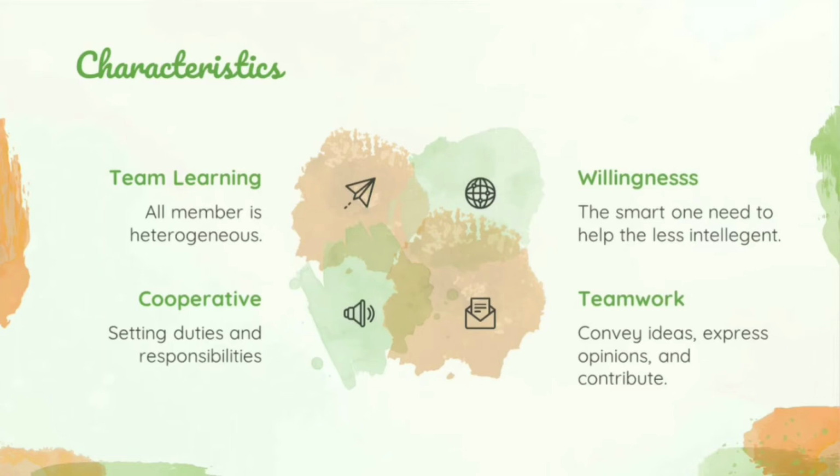The second characteristic is based on cooperative management. In general, management has 4 main functions, namely a planning function, an organizational function, an implementation function, and a control function.